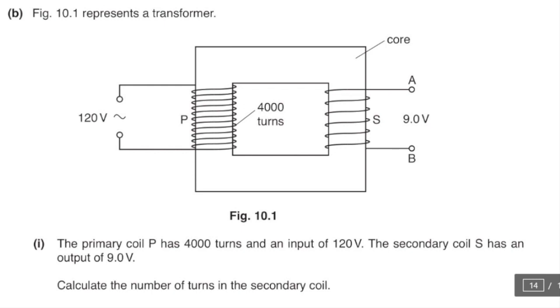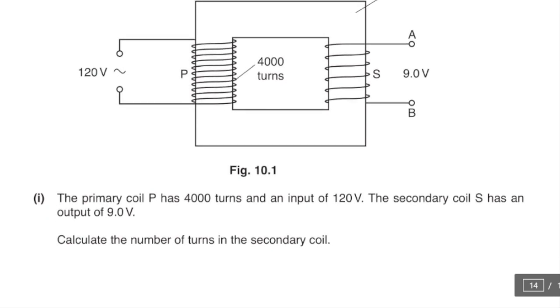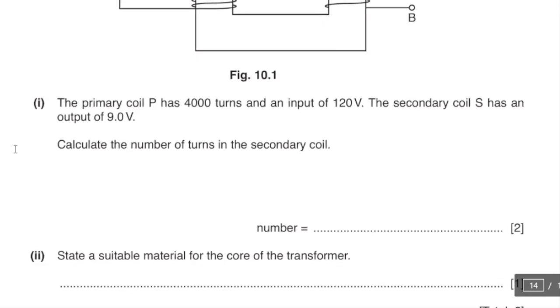B. Figure 10.1 represents a transformer. The primary coil P has 4000 turns and an input of 120 volts. The secondary coil S has an output of 9 volts. Calculate the number of turns in the secondary coil.